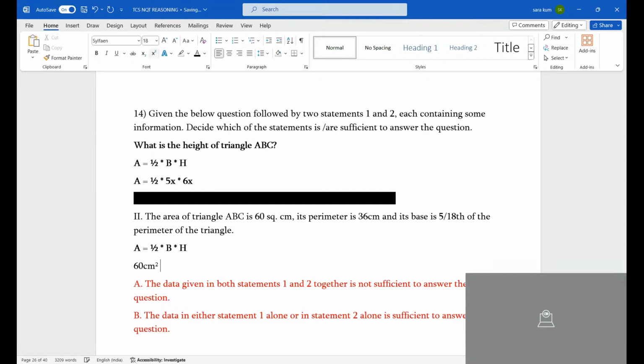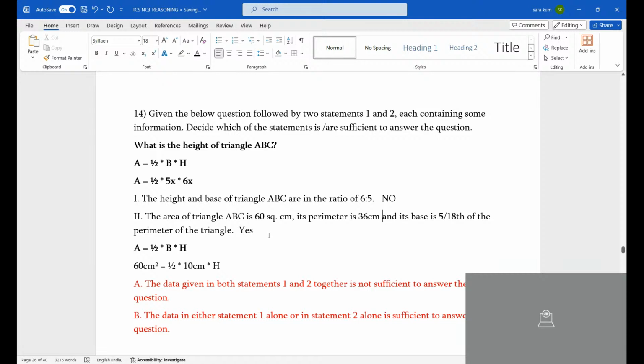The area is given. And is the base given? Yes, they say base is 5 by 18th of the perimeter. So 5 by 18th of 36 is what? 10 centimeters, right? So the base is 10 centimeters. Height you have to find. And now you can easily find it, right? So definitely you will get the answer. So two alone, this is sufficient. One alone is not sufficient, but two alone is sufficient.